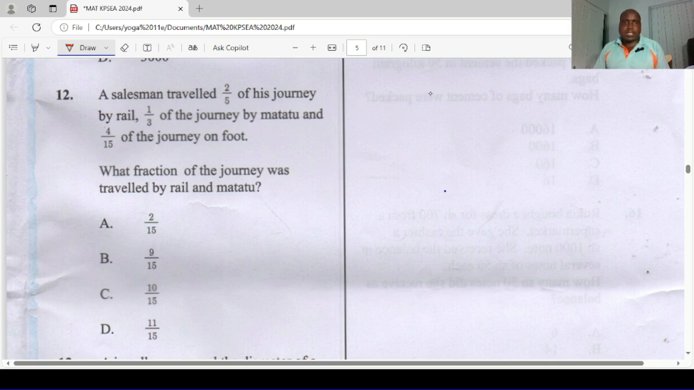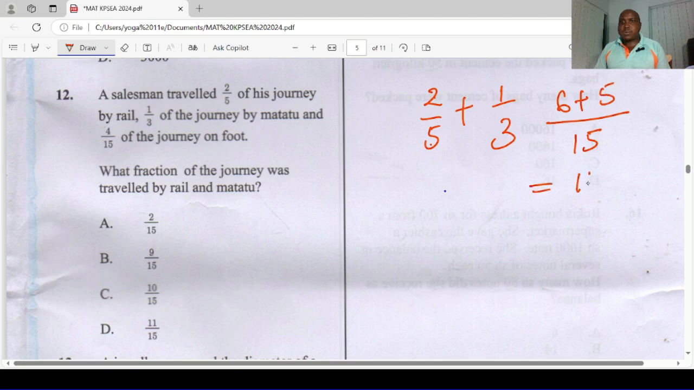So rail is 2 over 5. We add that of the matatu, which is 1 over 3. We get the total. Take 15 as the LCM. 15 goes to 5 3 times, 3 times 2 is 6. Plus 15 goes to 3 5 times, 5 times 1, 5. So the journey traveled by rail and matatu is 11 over 15.